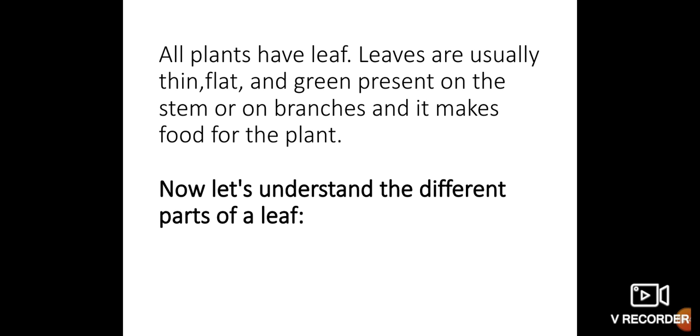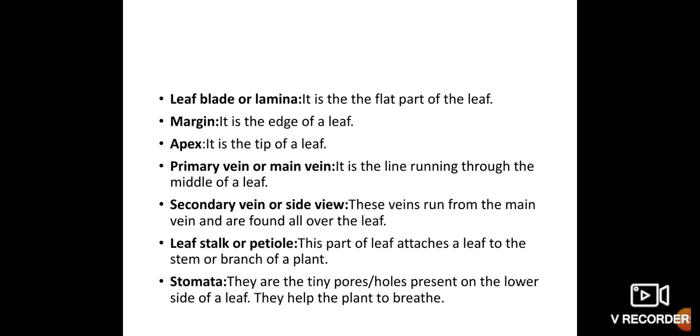All plants have leaves. Leaves are usually thin, flat, and green, present on the stem or on a branch, and it makes the food for the plant. Now, let's understand the different parts of a leaf. Let's begin with the first part, that is the leaf blade, or we call it lamina.